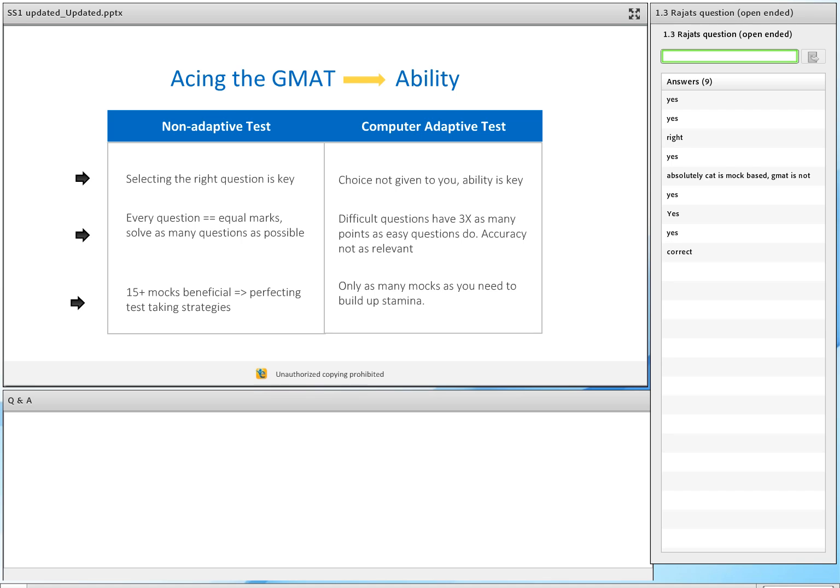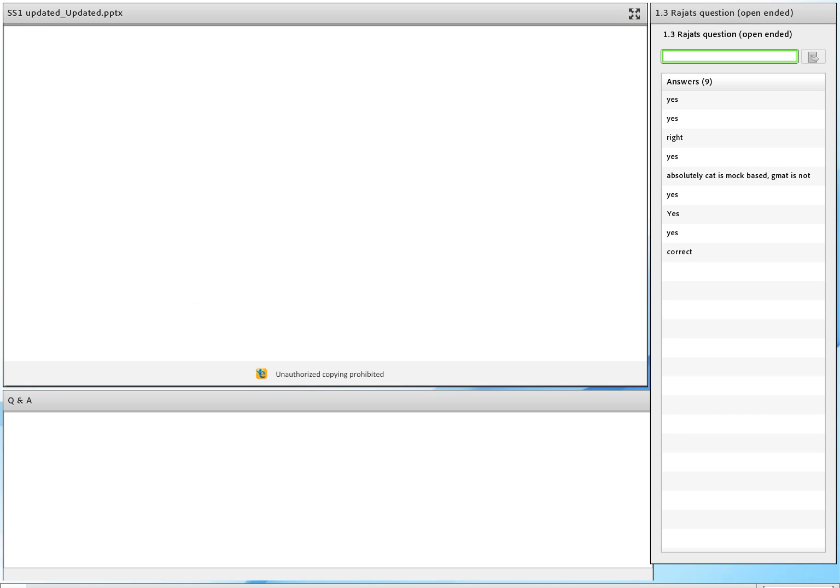The GMAT is the test of your ability. And that's why it's a really good predictor of how you perform in business school, as well as in your post MBA careers. So the way you prepare for the GMAT has to be very different from the way you prepare for CAT.